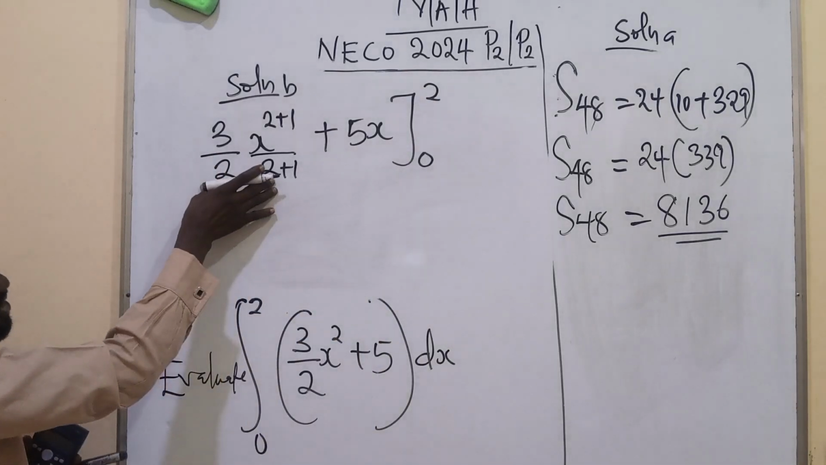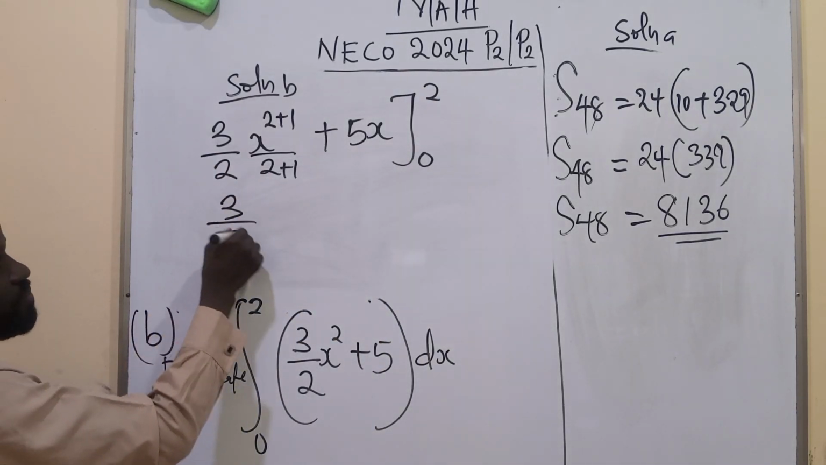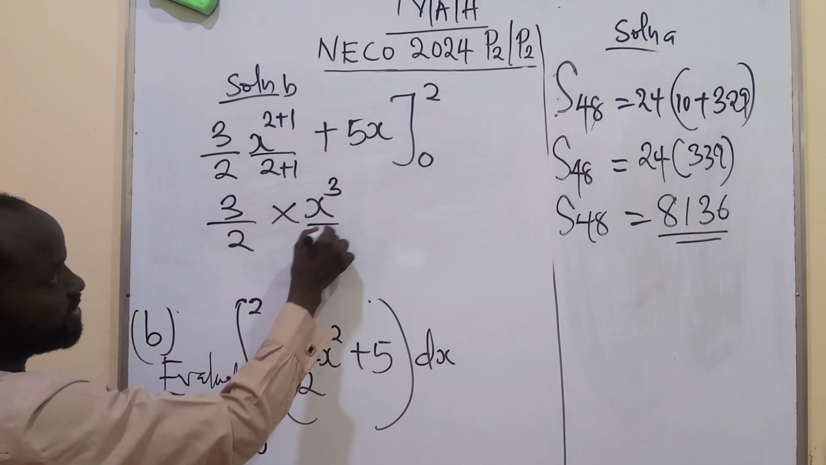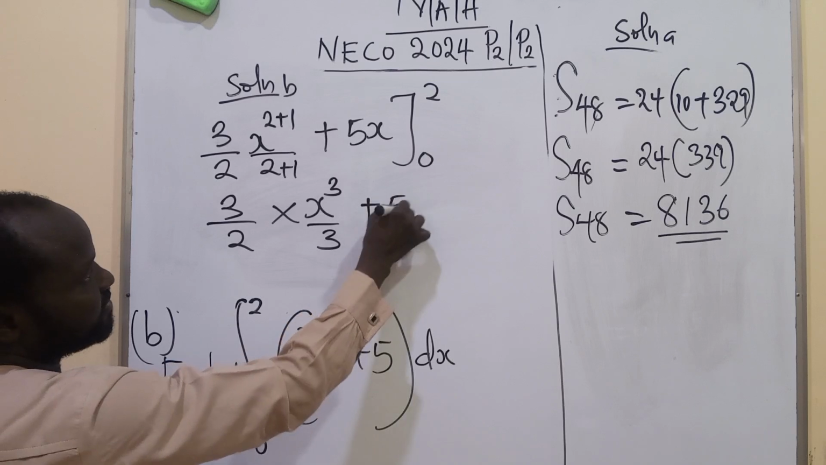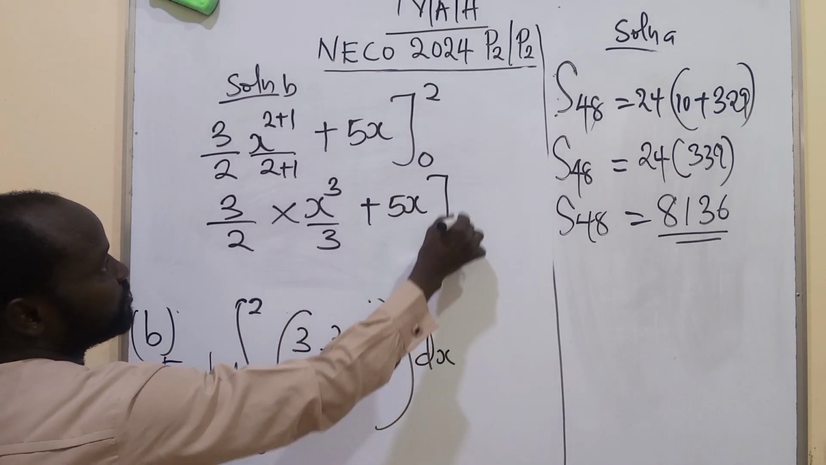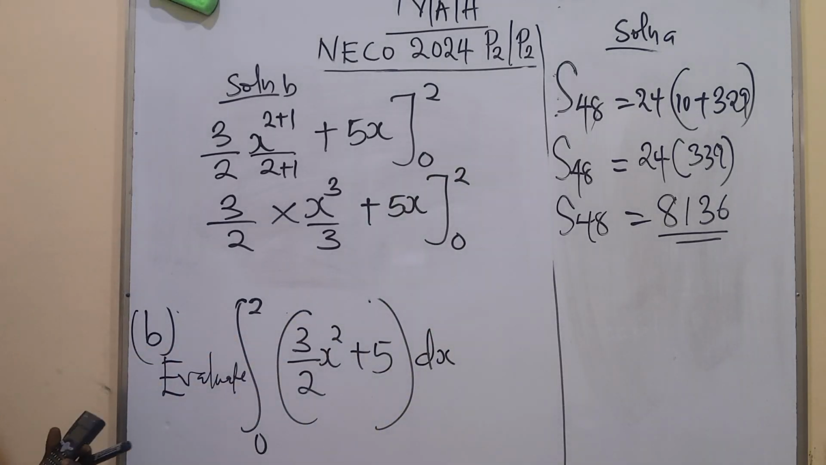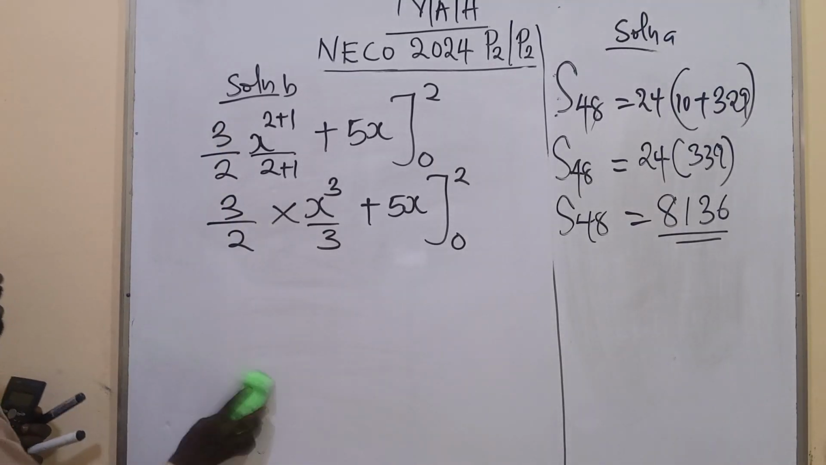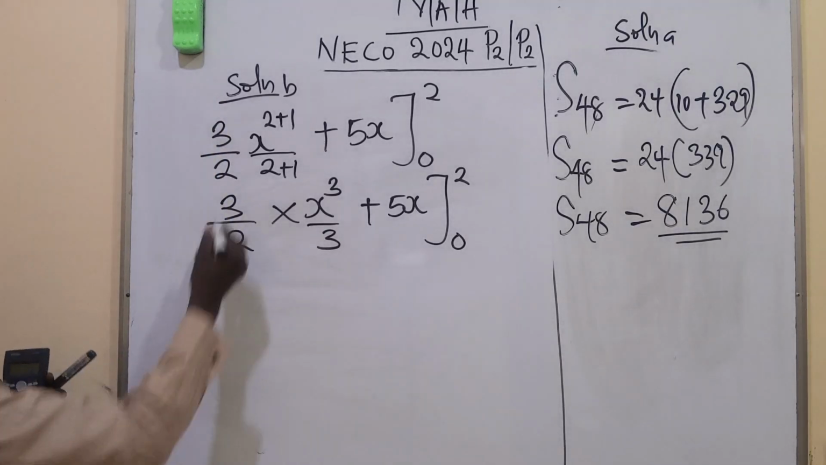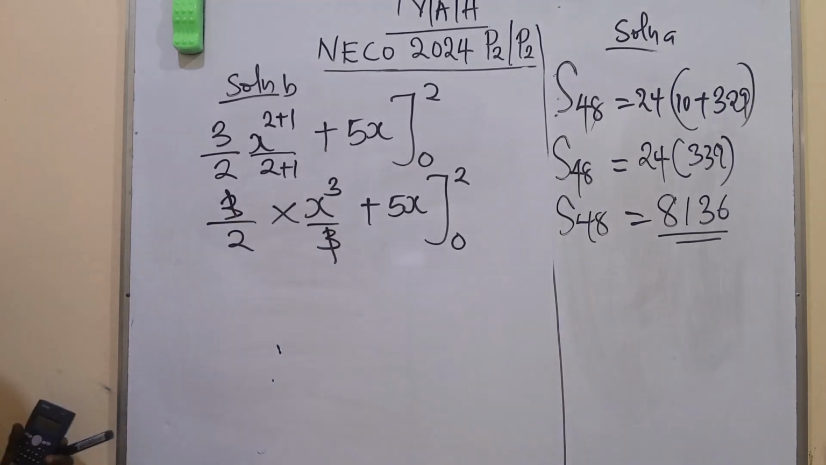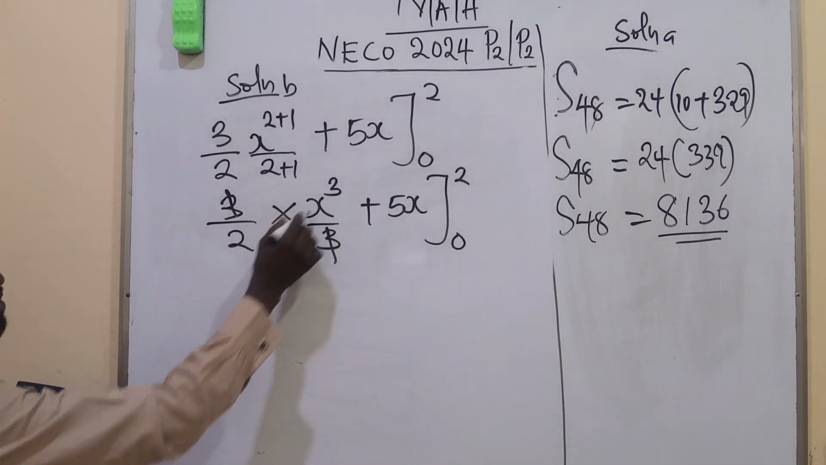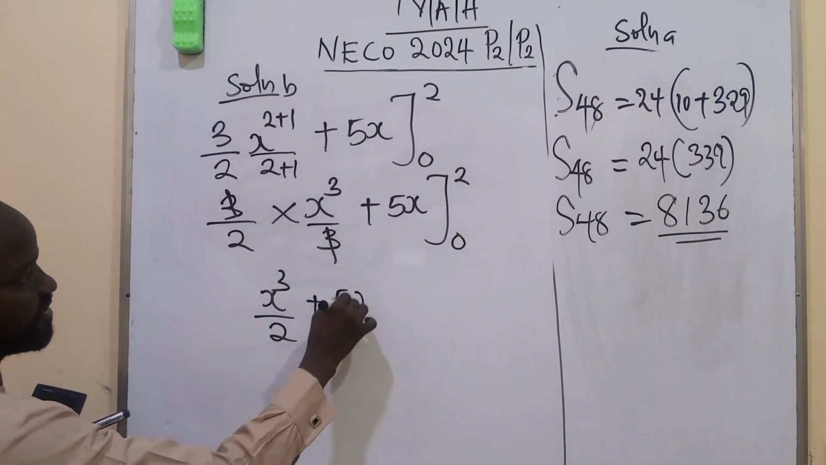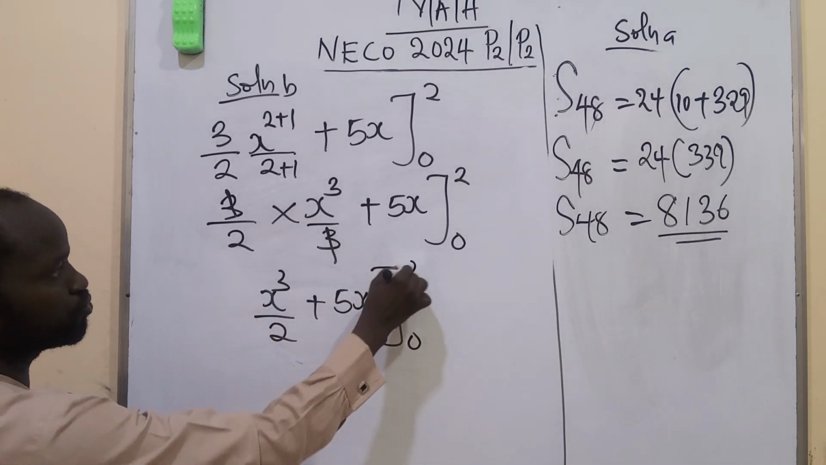Okay, so here I can separate this. That's 3 divided by 2 times x to the power 2 plus 1, which is 3, divided by 3, plus 5x. Then we write down our limit 0 to 2. Very important. Okay, so here, let's clean here. We can reduce this: 3 here, 1, 3 here, 1. Okay, so we're left with x cubed divided by 2 plus 5x, then we have our limit 0 to 2.